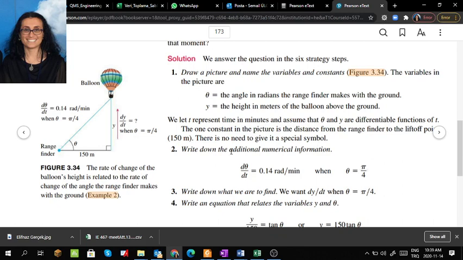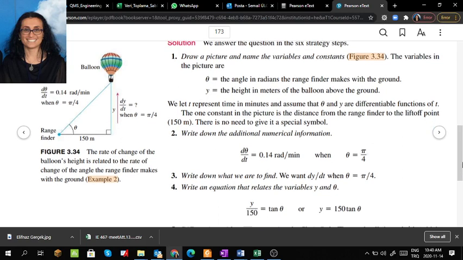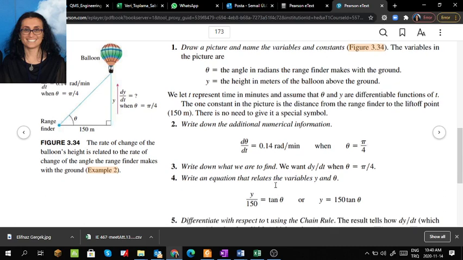So we are going to write down the numerical information, which is d theta/dt. This is given in the question, but we have to formulate it: d theta/dt is equal to that when theta is equal to pi over 4. And we write down what we are to find. The question wants us to find dy/dt when theta is equal to pi over 4. Then we write an equation that relates the variables y and theta.